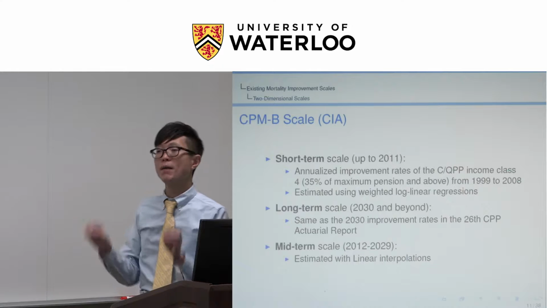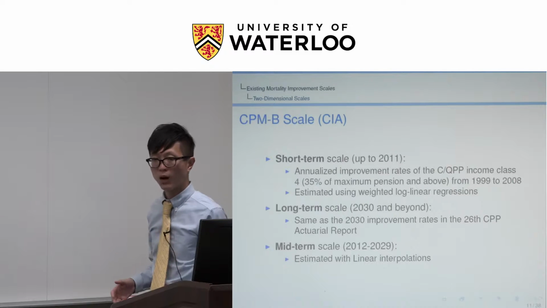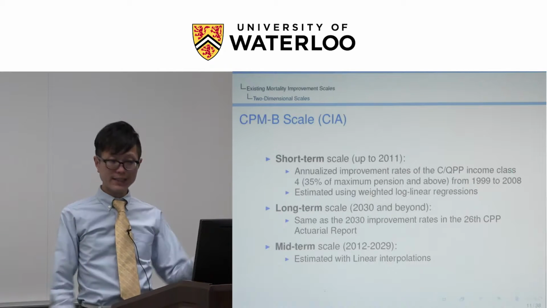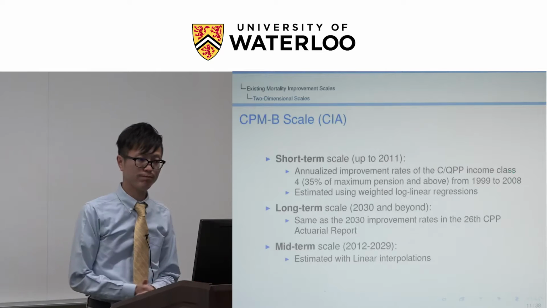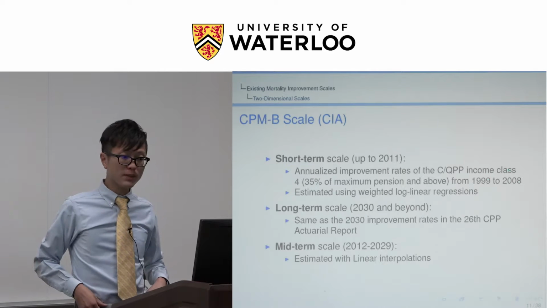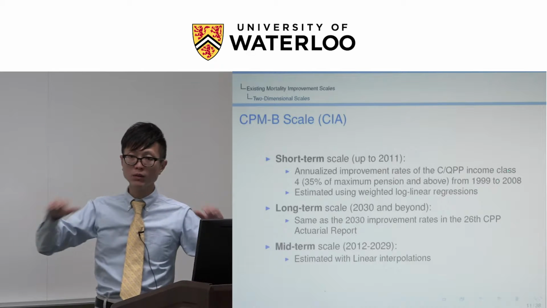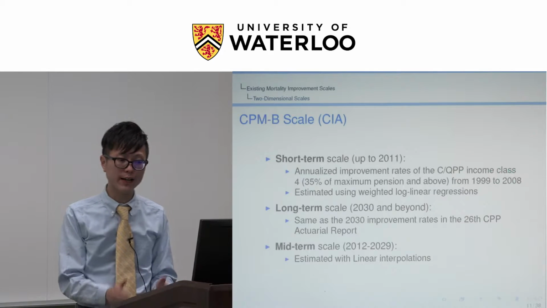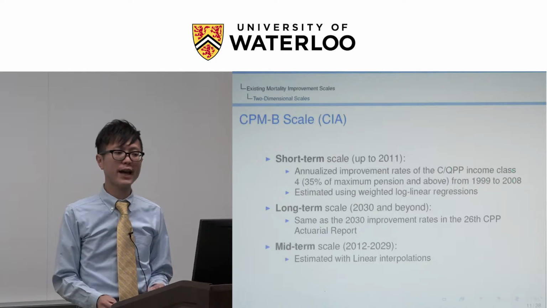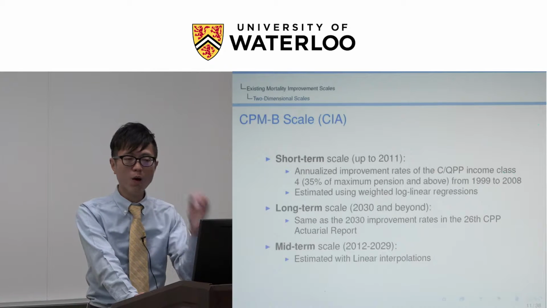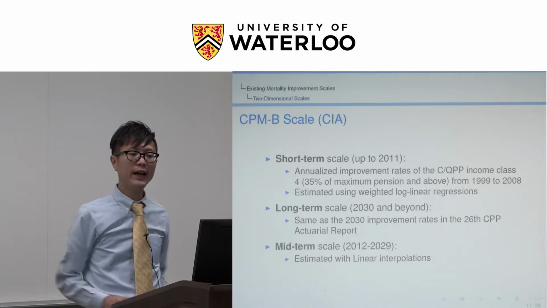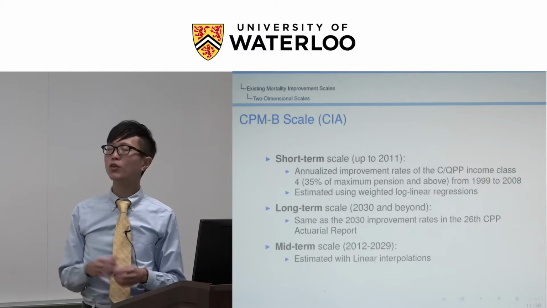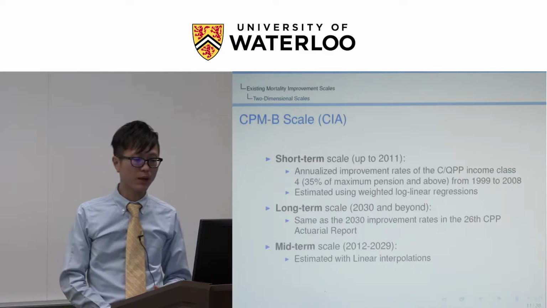Okay, so here are some existing two-dimensional mortality improvement scales. We have the Canadian Institute of Actuaries CPMB scale, which is defined like this. For the short-term scale, they have the annualized mortality improvement rates that were observed between 1999 and 2008. For the long-term scale, they use the long-term actuarial assumptions in the 26th Canadian Pension Plan Actuarial Report. For the mid-term scale, they use linear interpolations.